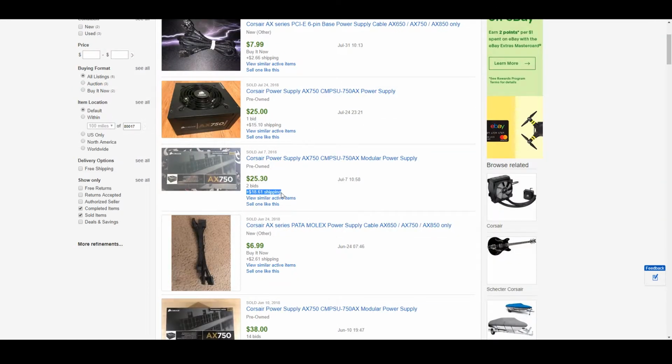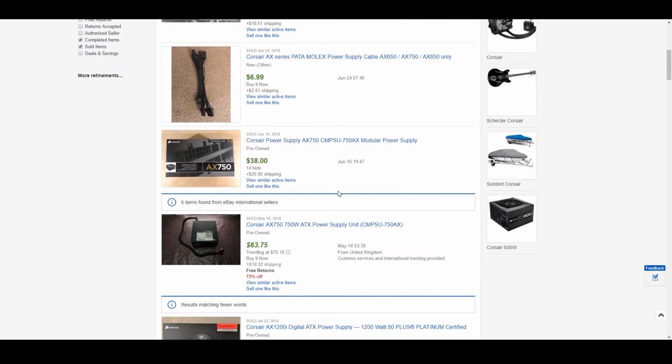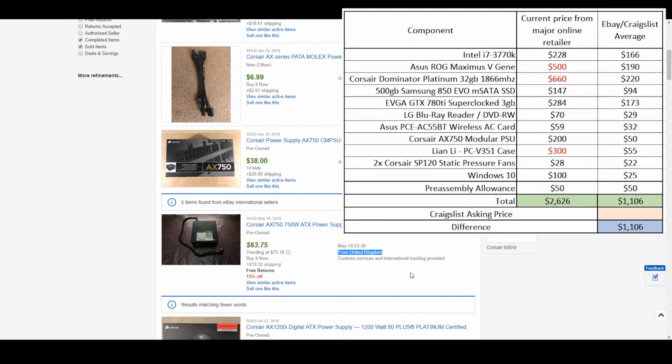The AX750 Corsair power supply, it goes for an average of $50 on eBay, and it goes for right around $200 on average on a major retailer.